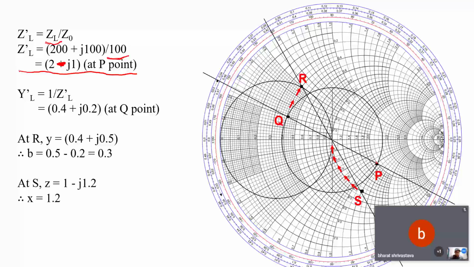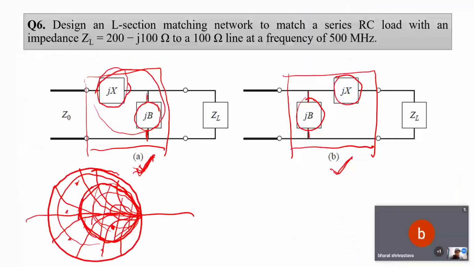So point P here represents, see here, this is the resistance 2, whereas the reactance is 1. The intersection of these two represents the normalized load point, which is P here. So this is the normalized load point. For matching this load impedance, we have to first add the load susceptance.